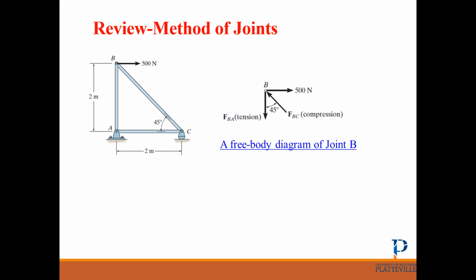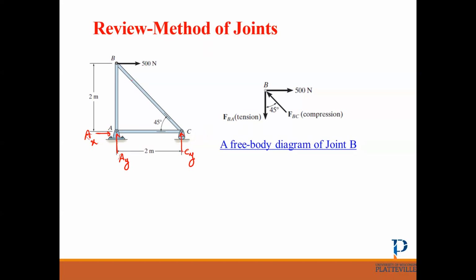Do you remember what the steps were? First of all, we need to find the reactions. The roller has one reaction, the hinge has two reactions. Then, after we find the reactions, the next step is to start from one joint that has only two unknowns.